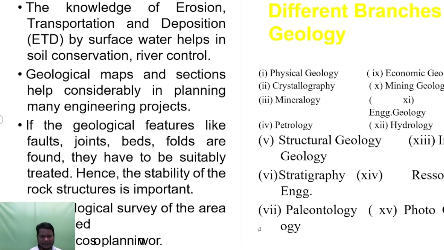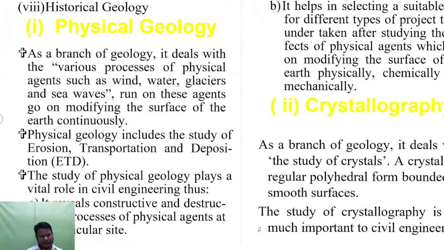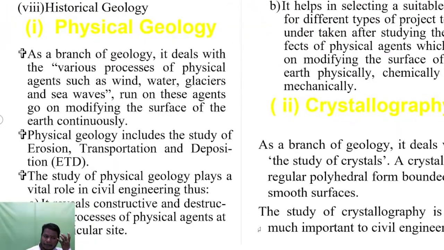The different branches or types of geology. First one, physical geology. Next one, crystallography. Third one, mineralogy. And the fourth one, petrology. Next one, economic geology. Then mining geology, civil engineering geology, hydrology, structural geology, then Indian geology, stratigraphy, resource engineering, and paleontology, then photogeology. That is a lot of branches in geology. Historical geology. Many branches are available in the geology course.